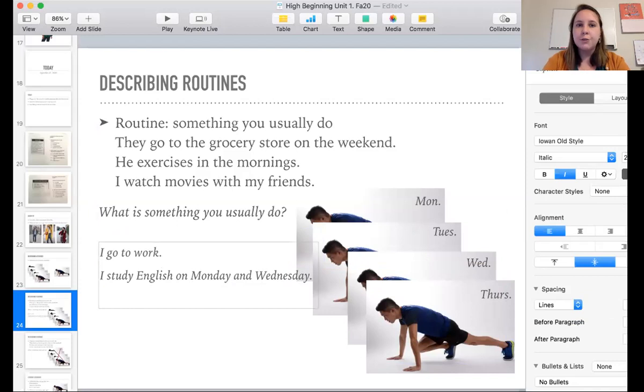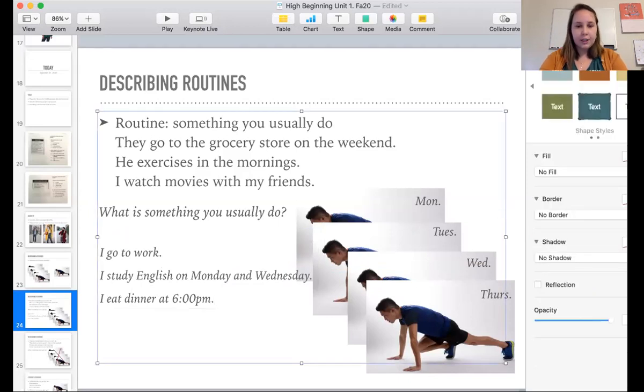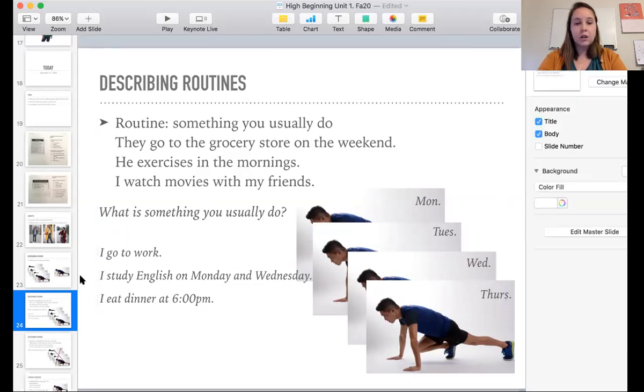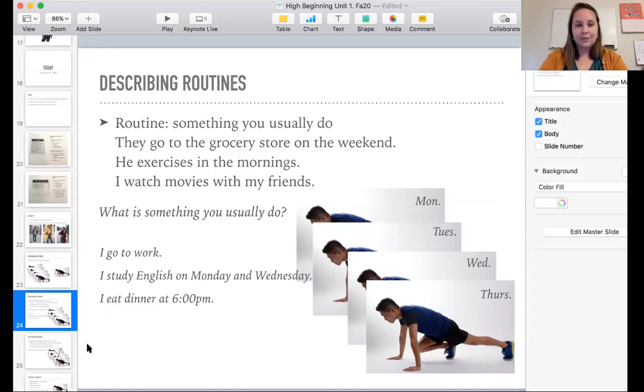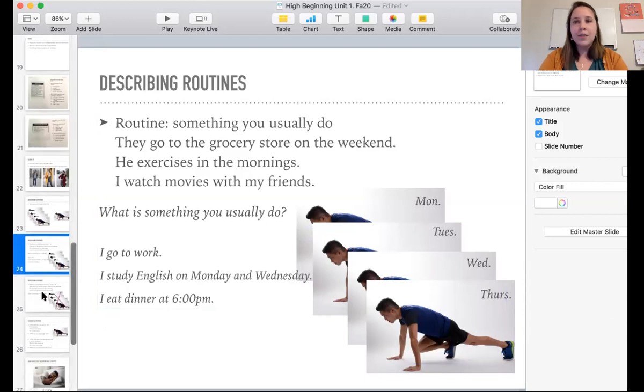What is something else you do regularly or you usually do? Okay, so you could say, I eat dinner at 6:00 p.m. So you can talk about when you do things regularly. Okay, good. So I go to work, I study, I eat. Good. We're not going to look at the negative right now. We'll come back and look at that.